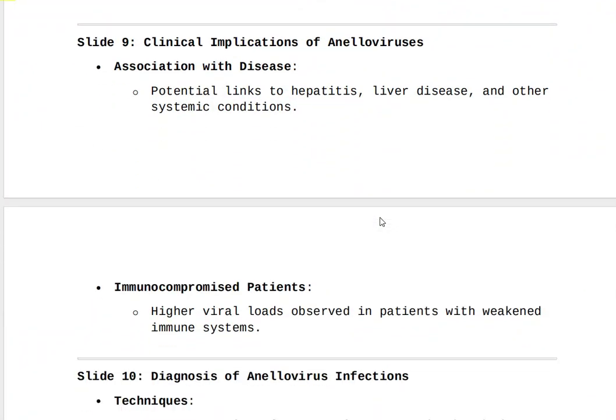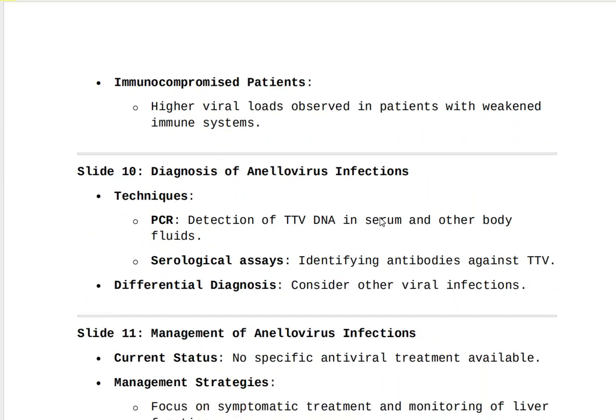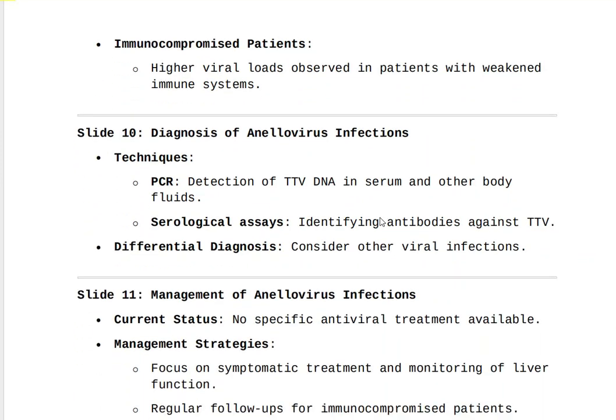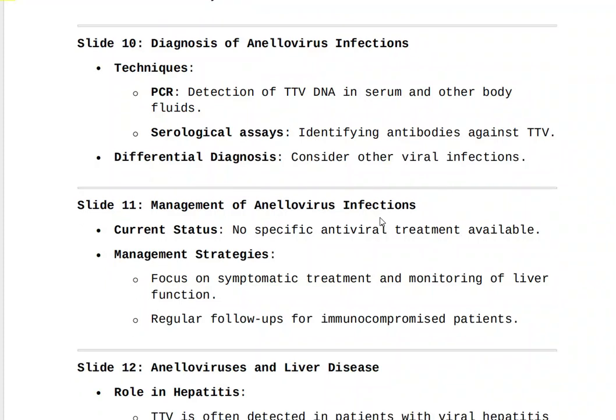Clinical implications. Since they are associated with especially liver diseases, we need to investigate. If a patient has liver disease, they may be transmitting not just hepatitis viruses but also anelloviruses. And we know that immunocompromised patients are easily infected with this type of virus because of the weakened immune systems. How do we detect?